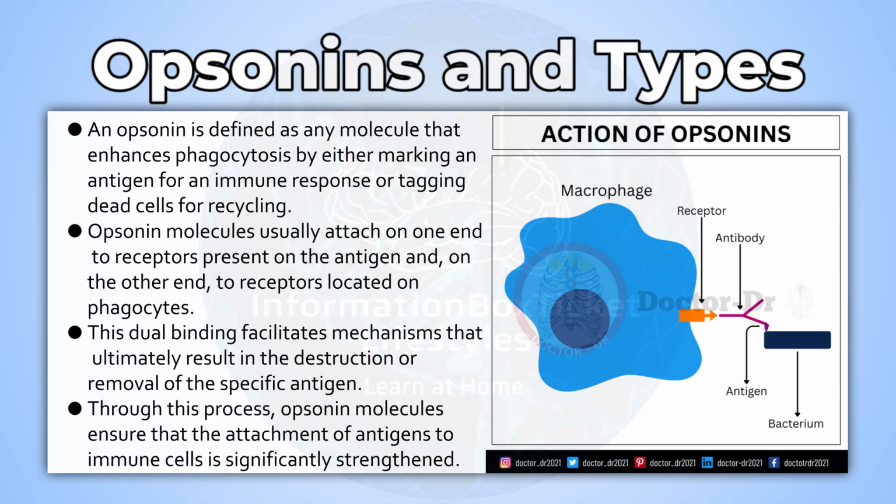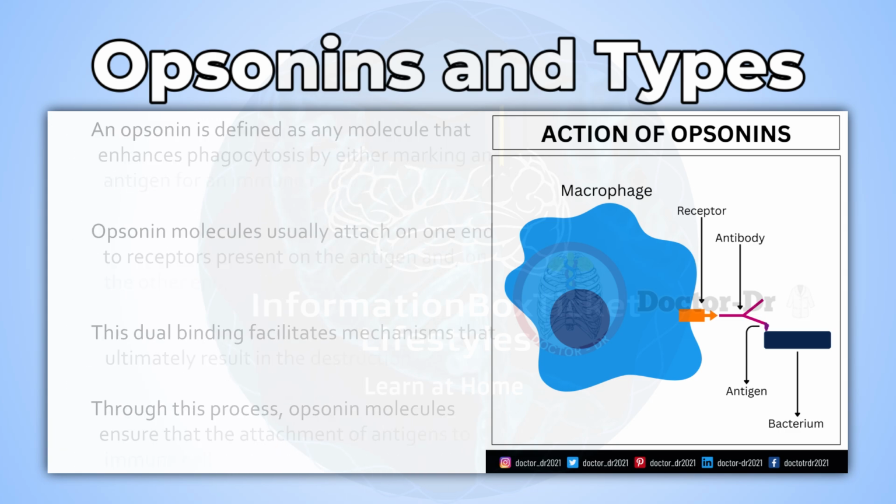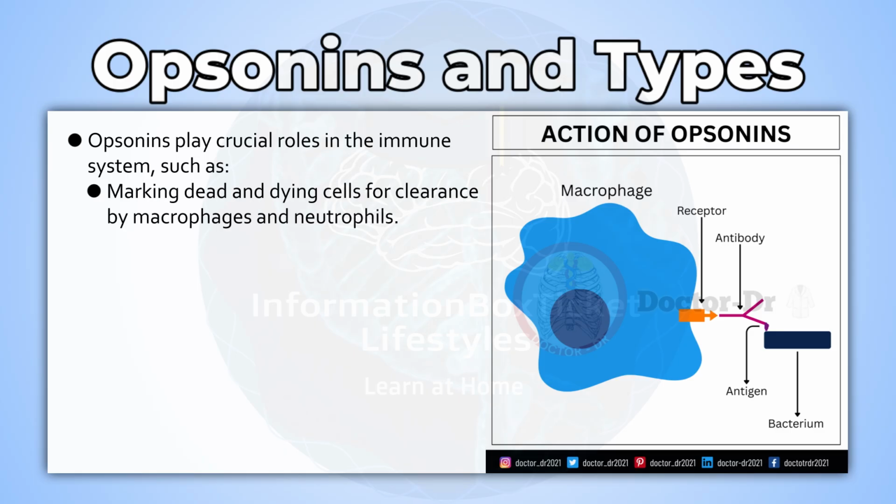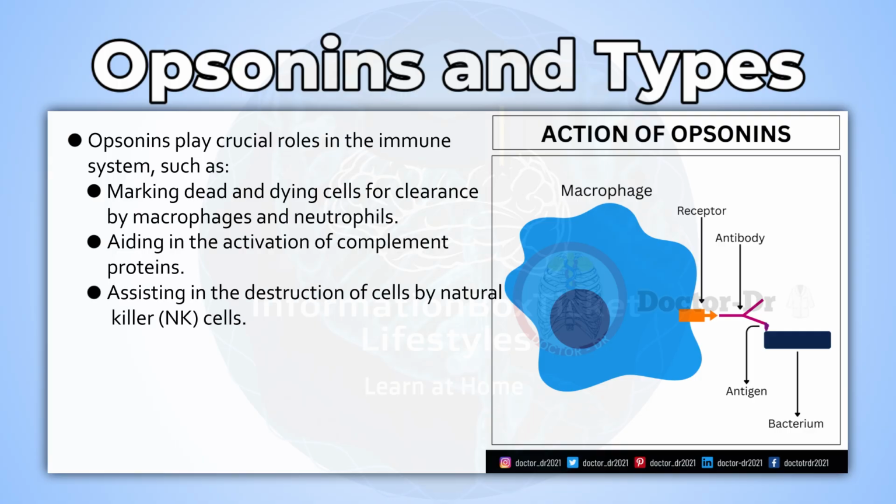Through this process, opsonin molecules ensure that the attachment of antigens to immune cells is significantly strengthened. Opsonins play crucial roles in the immune system, such as marking dead and dying cells for clearance by macrophages and neutrophils, aiding in the activation of complement proteins, assisting in the destruction of cells by natural killer cells.